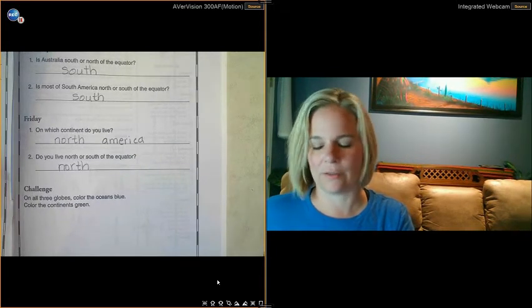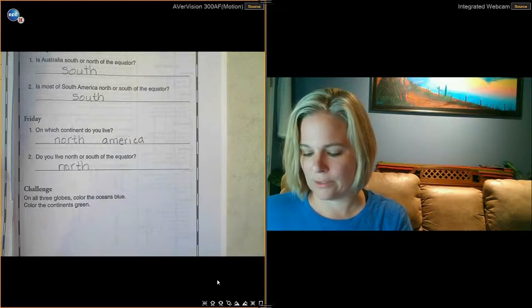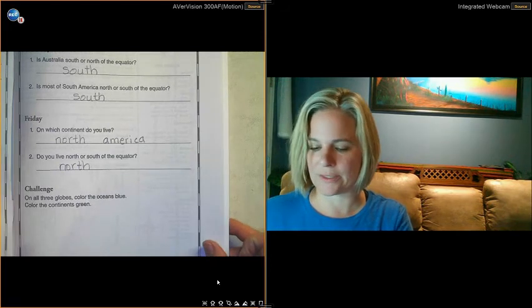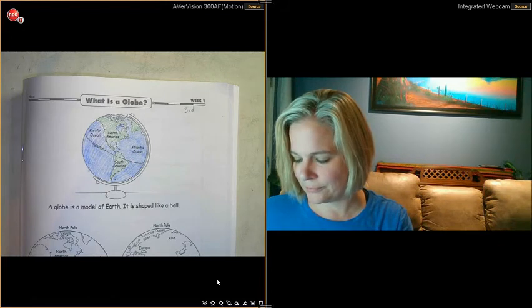Okay, the last thing it says for us to do, it says on all three globes, color the oceans blue, color the continents green. Well, oceans, that's the water part, right? Continents, that's the land. So I started coloring mine up here. You can color the rest of it on your own.